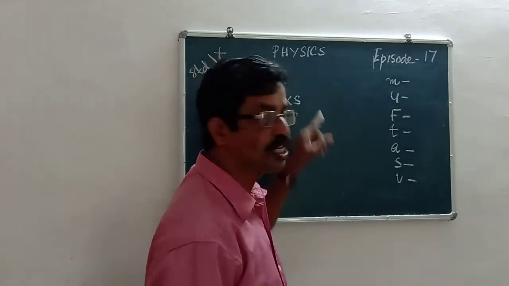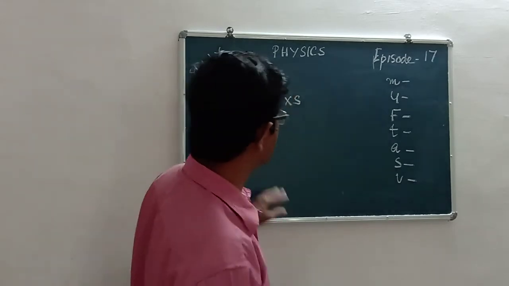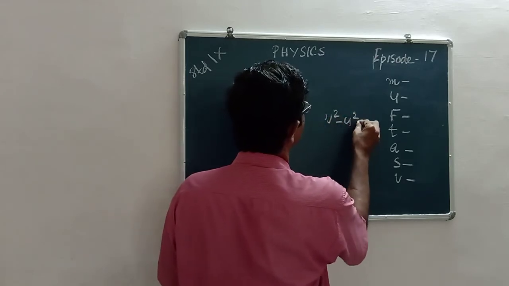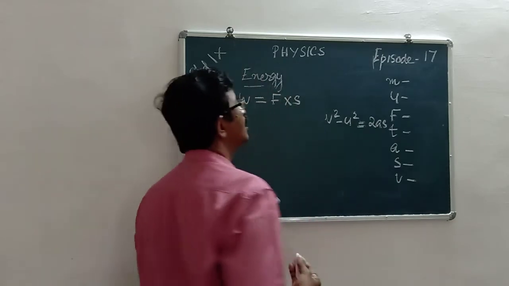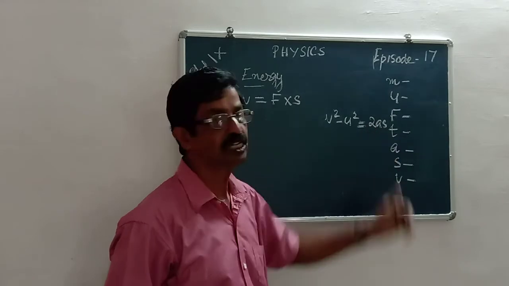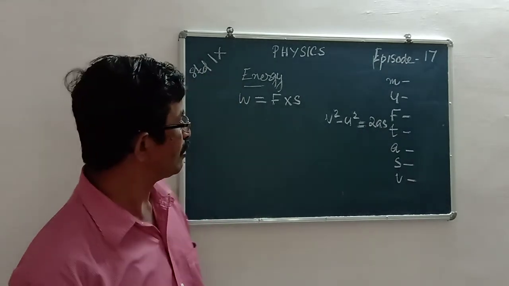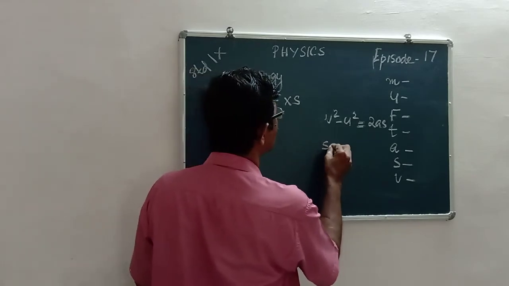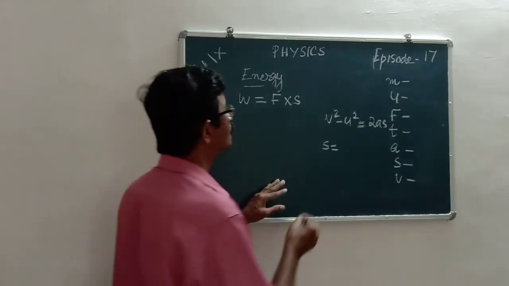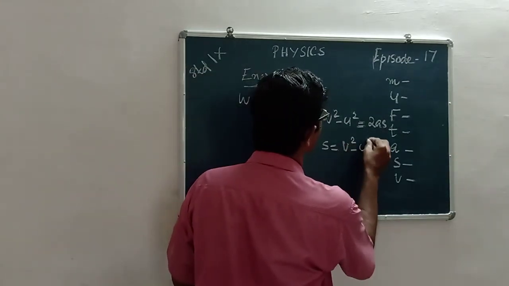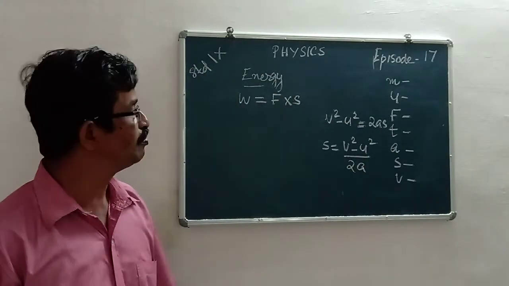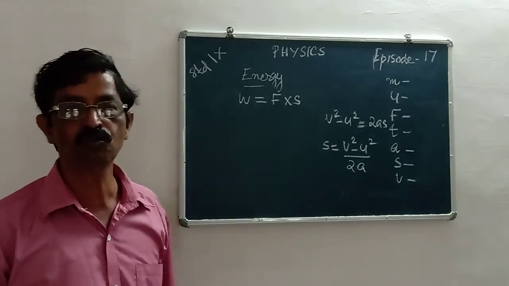the equations of motion, we can take the relation v square minus u square is equal to 2as. From the equation of motion, v square minus u square is equal to 2as. From this, s is equal to v square minus u square by 2a. This is the displacement s.